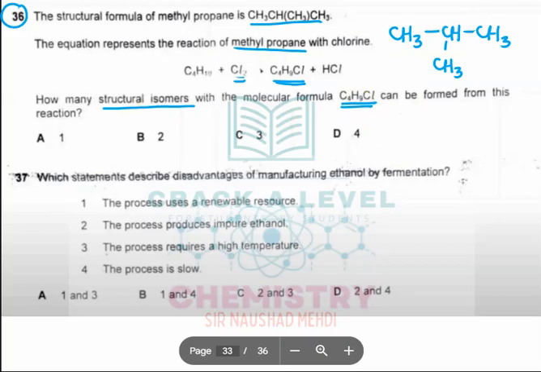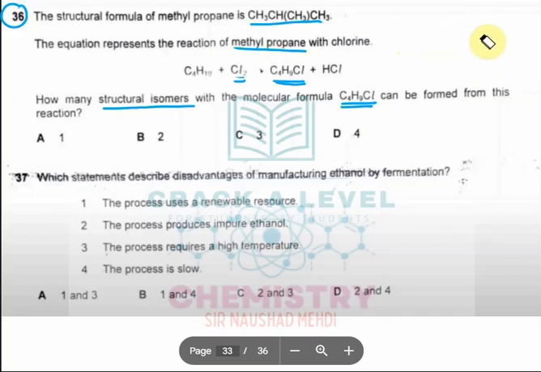So what we have to do? We have to replace one of the hydrogens by Cl, and then check how many isomers we can form. If you want to replace any one hydrogen by Cl, it's up to you. You can replace any one of the hydrogens from it. So let's suppose I replace the hydrogen from this side, from over here.